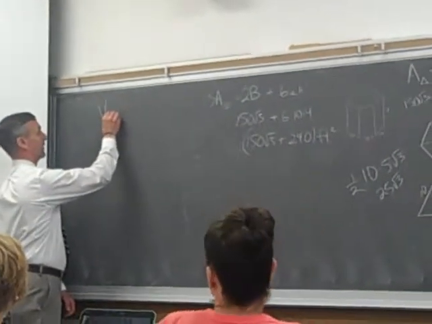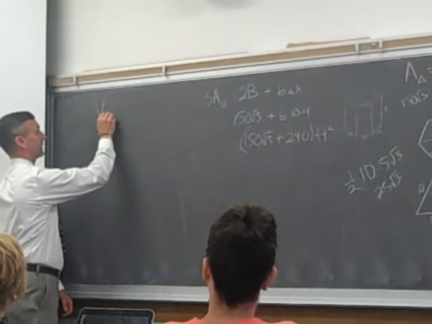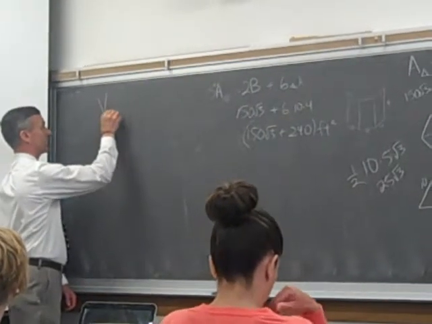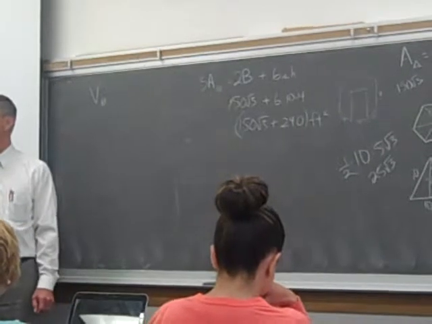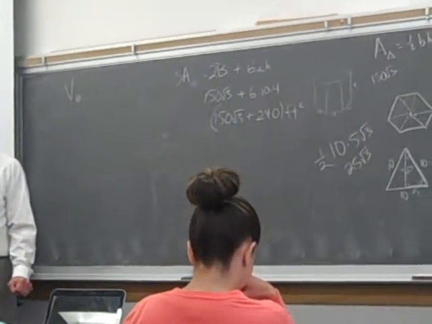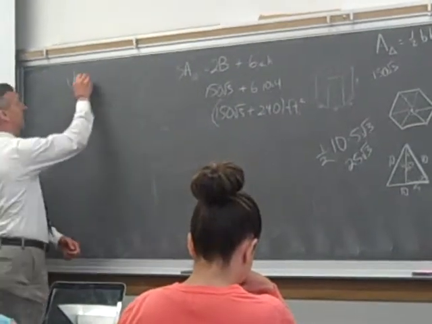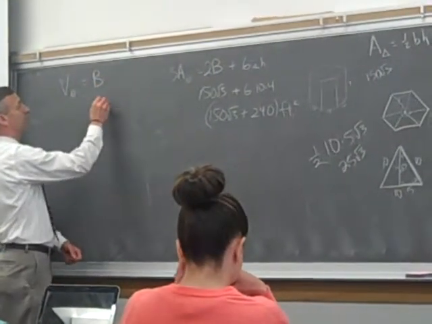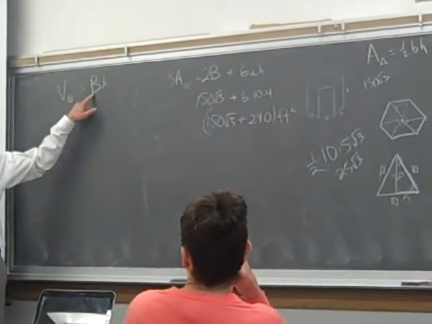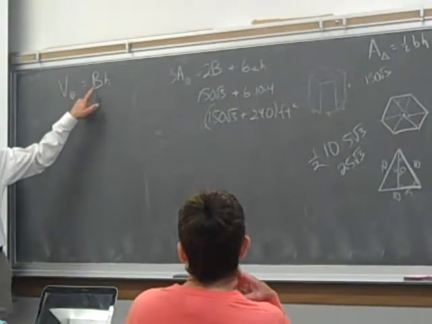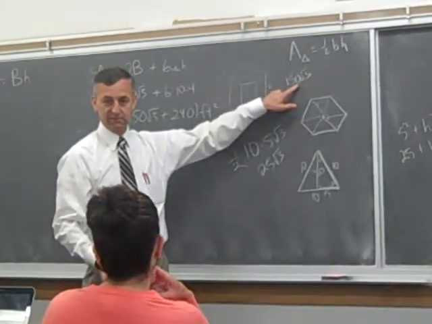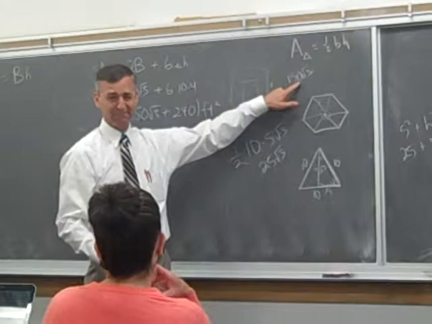So what's our volume formula for a prism, a regular hexagonal prism? Area of the base, which we call capital B, times H. That's it. Well, guess what? We already have capital B, right? It is this. We found it when we found the surface area, right?